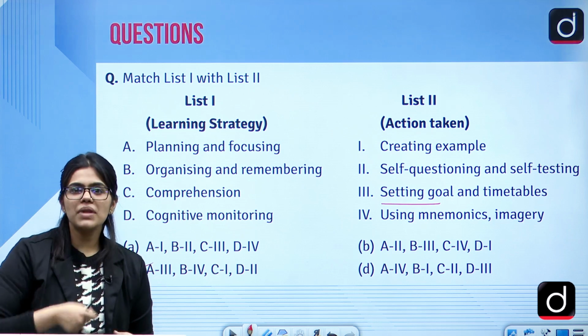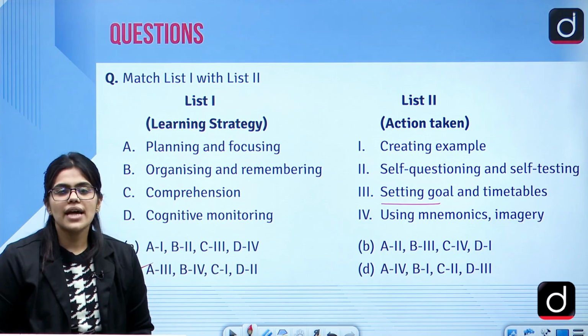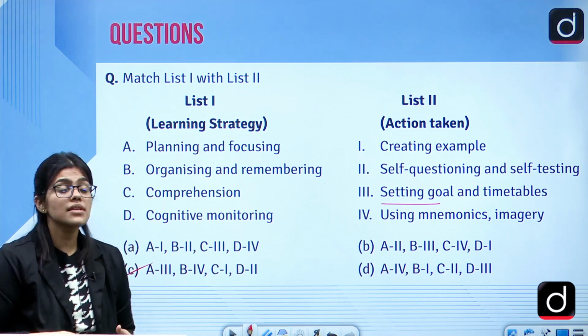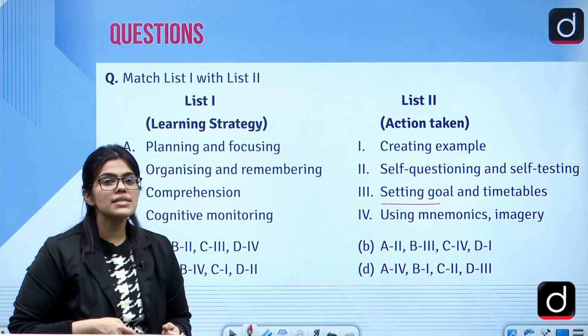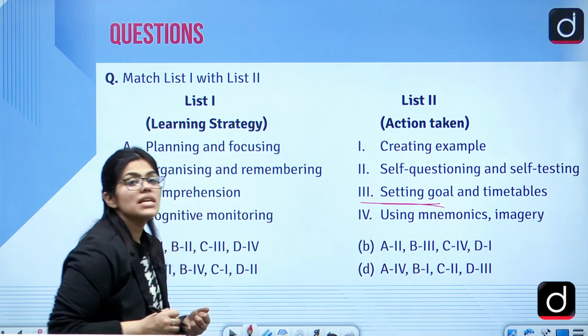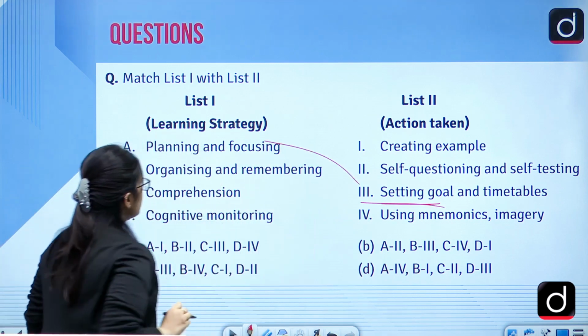Using mnemonics is planning. So MKO, ZPD, all these things are mnemonics, right? These are the abbreviations that you can use to learn things. Do you think mnemonics and imagery is my planning? No, but definitely setting goals and examples is my planning. I have a set timetable for myself.